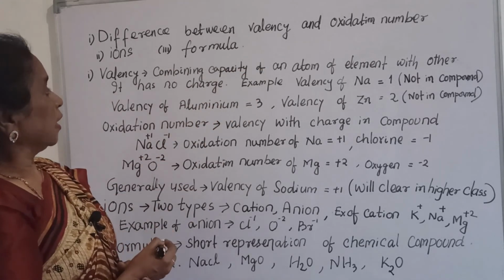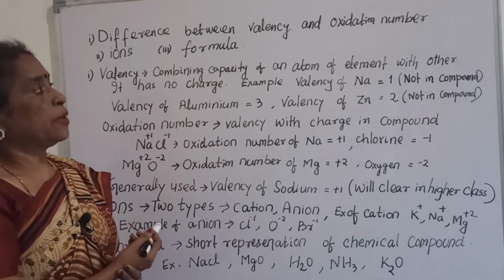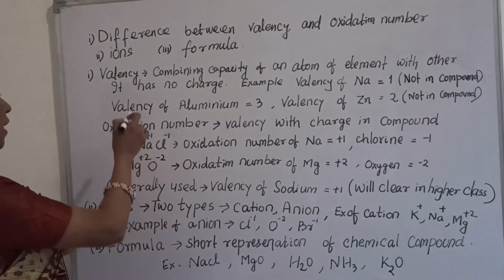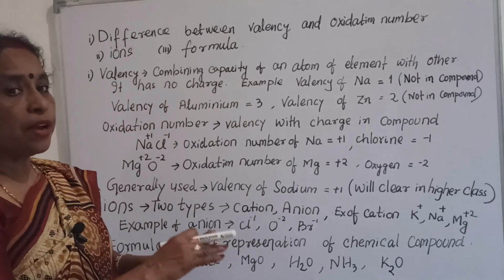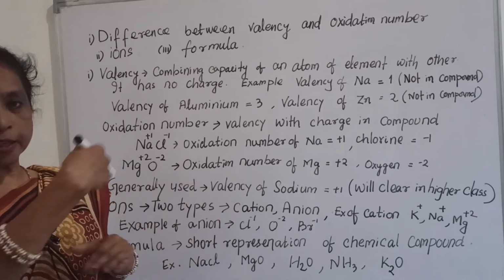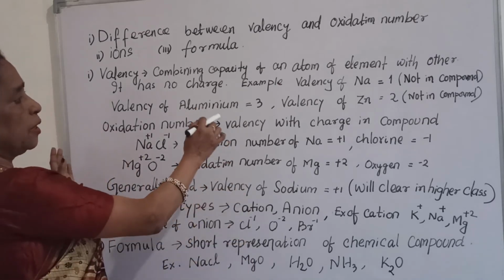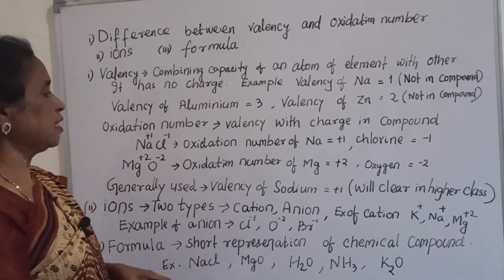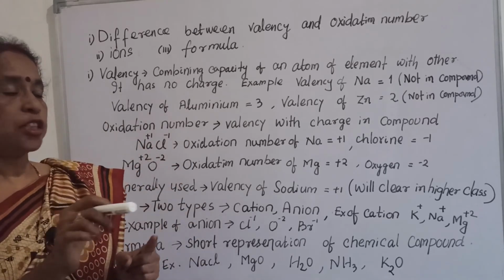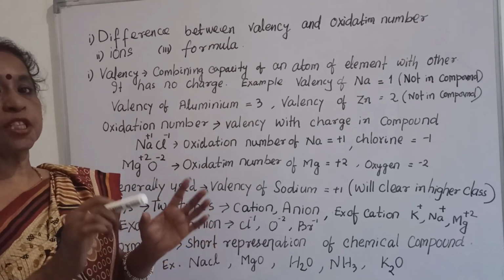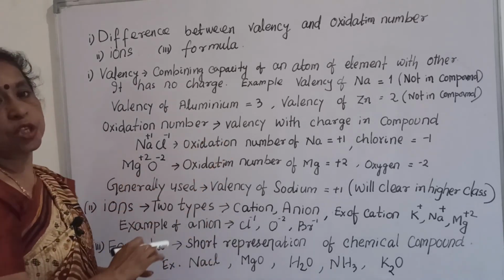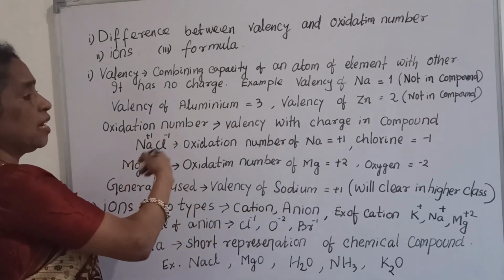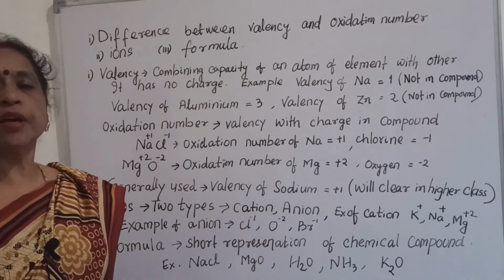I hope the difference between valency and oxidation number is clear to you, but in higher class it will become clearer. Here valency means it has no charge. Remember, when an atom is free, not combined with other elements to form a compound, at that time it is known as valency, no charge. But when it is in the combination stage, in a compound, the valency with charge is called oxidation number. The oxidation number of sodium in NaCl is +1. Similarly, chlorine has charge -1. Chlorine is known as chloride.